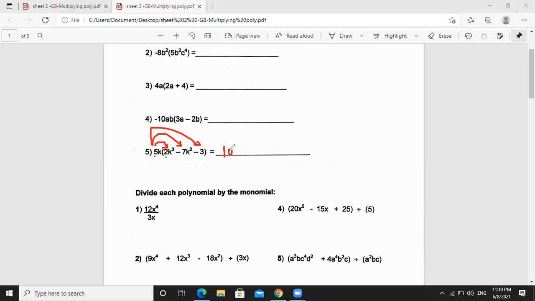Then 10k to the power of what? 4. From where do we get 4? Because we are going to add 1 plus 3, equal 4. After that, 5 times negative 7 will be negative 35. And then k times k square will be k to the power of 3. And then the last one, 5 times negative 3, will be equal to negative 15k.